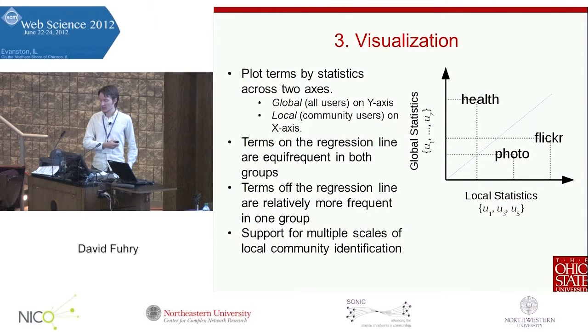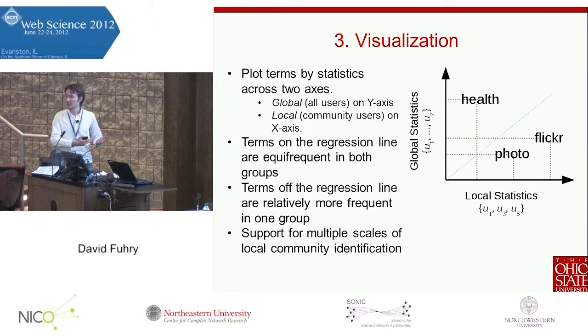the step that we look at is visualizing these, because our work is to present a visual analytic framework for this. And what we do is plot the terms by their statistics. On the y-axis, we'll put the global statistics, so the term frequency distribution out of the entire social network, for instance. And on the x-axis, we can plot the local statistics, meaning for this community of interest, here's their term frequency distribution. We can see in this toy example that, for instance, certain terms are much more relatively frequent locally than they are globally.